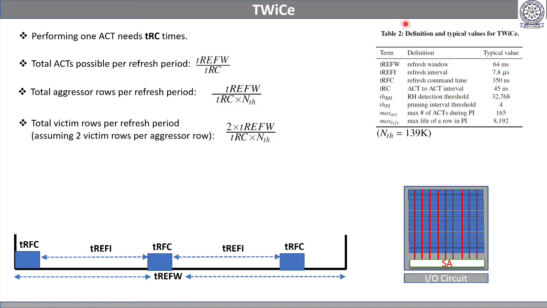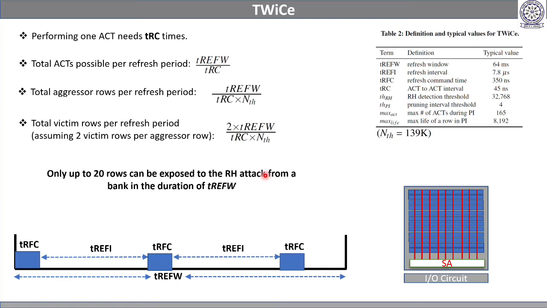If we go through all these values, considering NTH as 139,000, it has been found that only up to 20 rows can be exposed to RS attack from a bank in a refresh interval, in a refresh window. I hope this is clear, and this is their main motivation. NTH says that this is the maximum number of activations to a row, after which there is a definite bit flip possible in the victim rows, the neighboring rows.